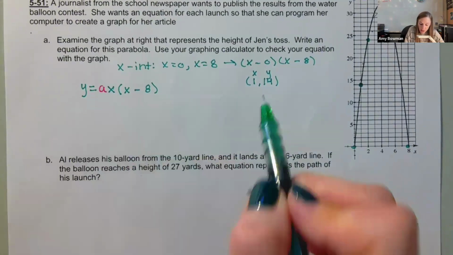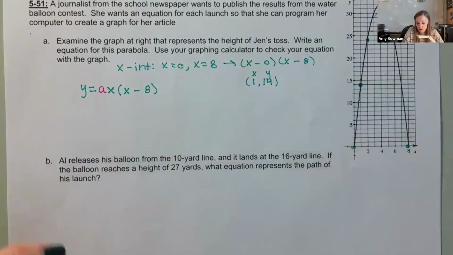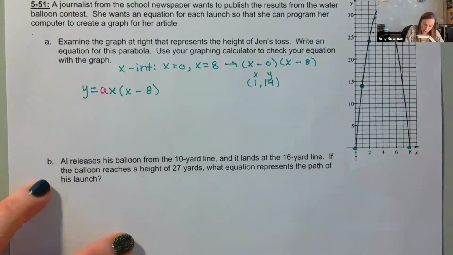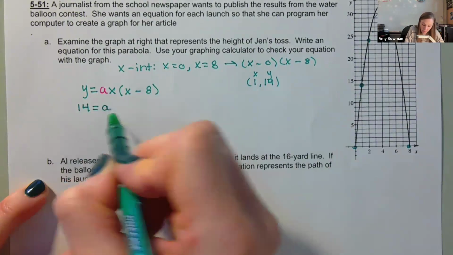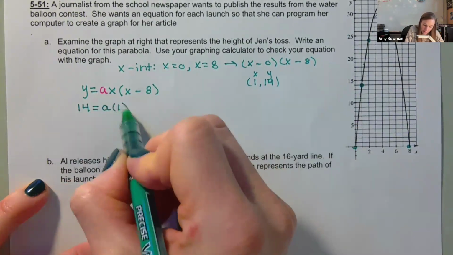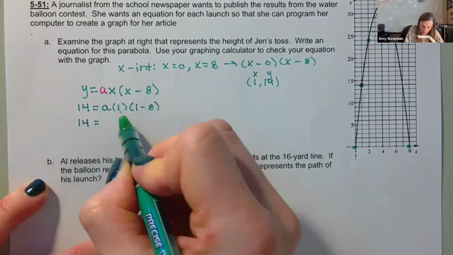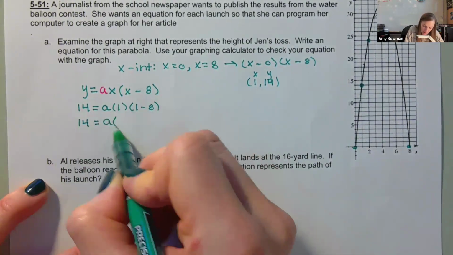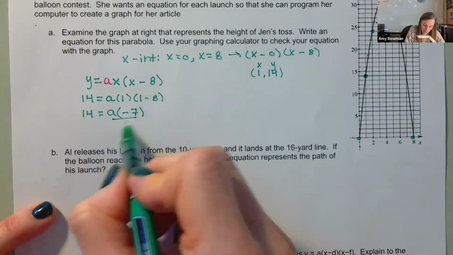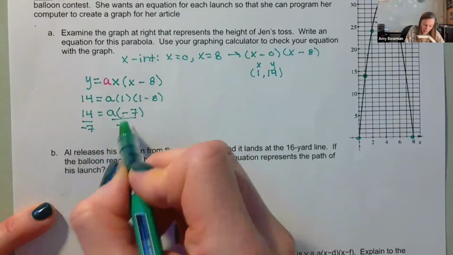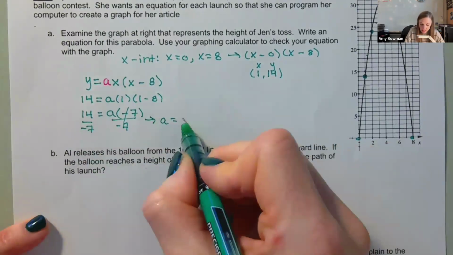So we know that this point has to work with this equation since we're looking for the equation for this exact graph. So all we have to do is plug in 14 for y. We're going to solve for A, and we're plugging 1 in for x. So 1 times 1 minus 8. We end up with 14 equals 1 times A, that's just A, times 1 minus 8, which is negative 7. Solving for A, just divide by negative 7, and we end up with an A value of 14 over negative 7, which is negative 2.